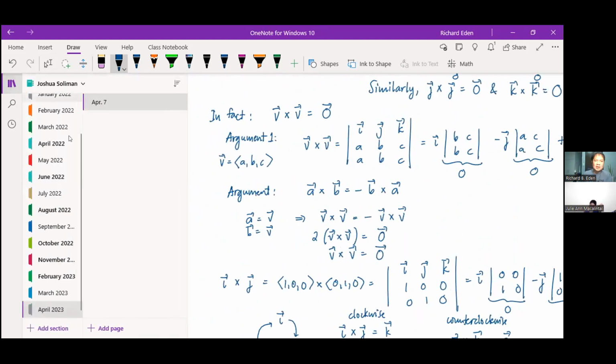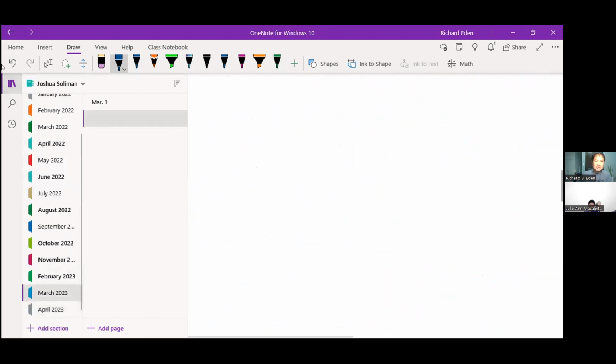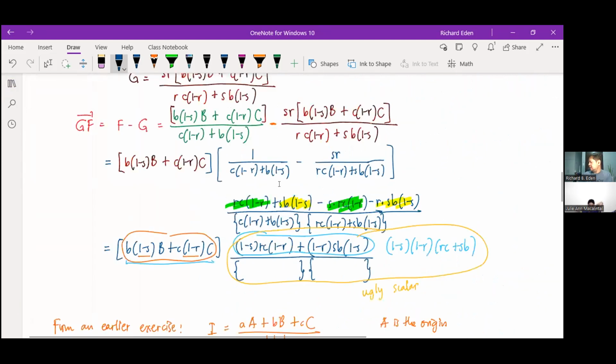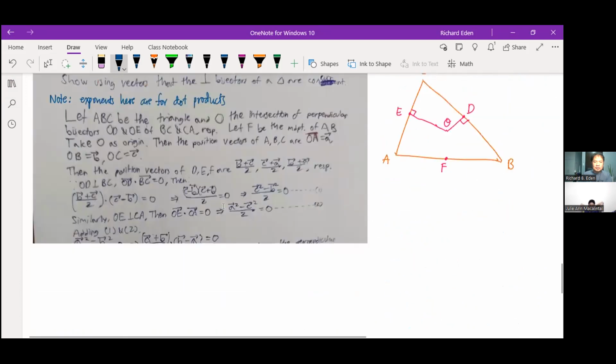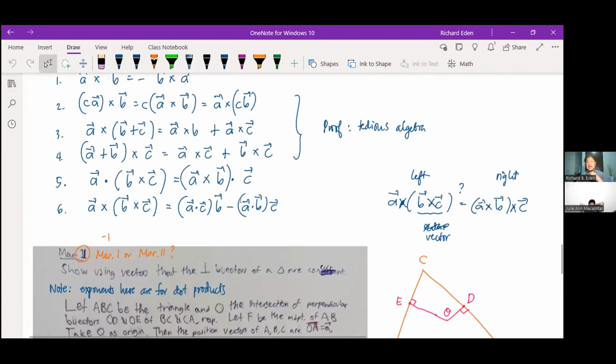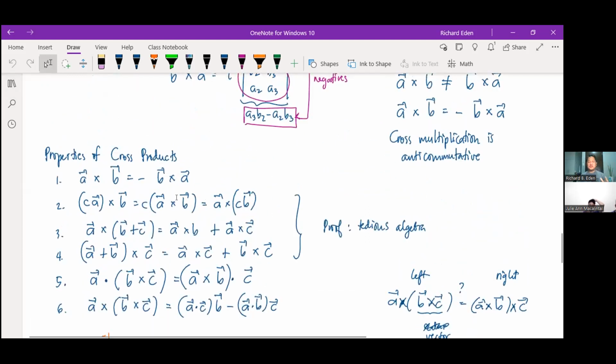Okay, there are other properties that were mentioned last time, and to be honest, I don't use property number 6 that often. Sometimes I end up using it, but not so much. But number 5, we're going to encounter this again later. The proof of number 5 is again going to be in terms of algebra. These are algebraic properties of cross products.